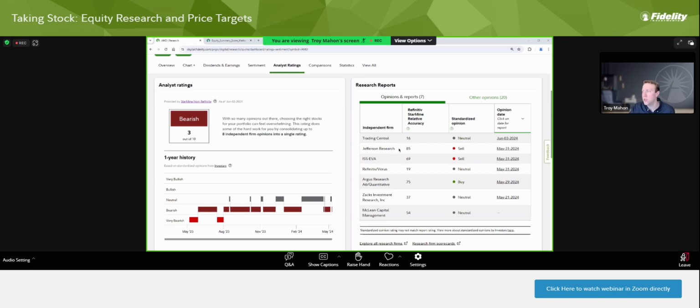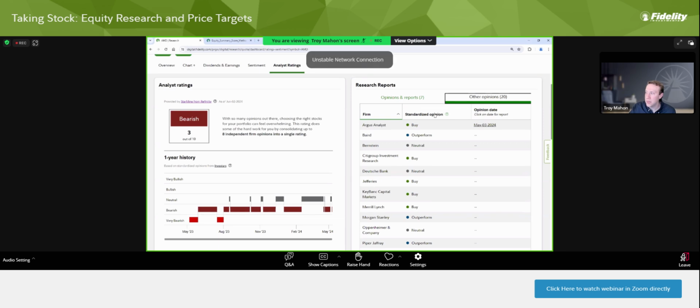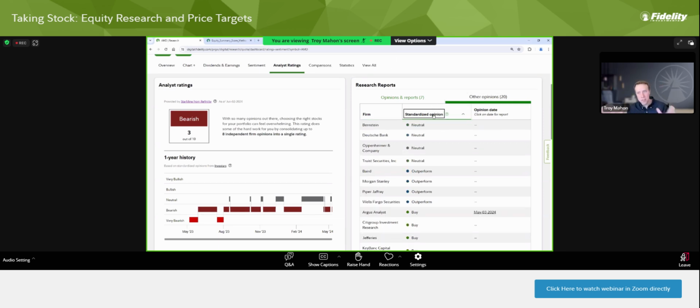Another thing we can do is click here on other opinions, because these are just the ones that are going into the equity summary score and that we're able to see their actual research in terms of generating a report. If we go into other opinions, I'm going to click standardized opinion. Keep in mind, every firm does this a little differently. Just because two different firms both have a buy rating, one could be a stronger buy rating. So just keep that in mind.